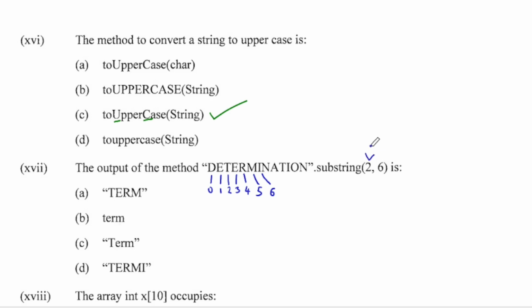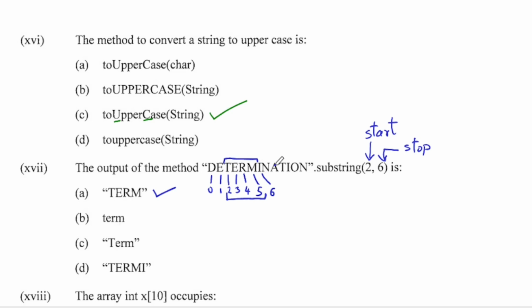The first argument is the start index, that is, we'll begin from 2. And the second argument is last but one index, that is, we'll stop at 5. So we have to stop at 5 and not 6. So we'll take the characters from 2 to 5, that is TERM. And the correct answer is A.